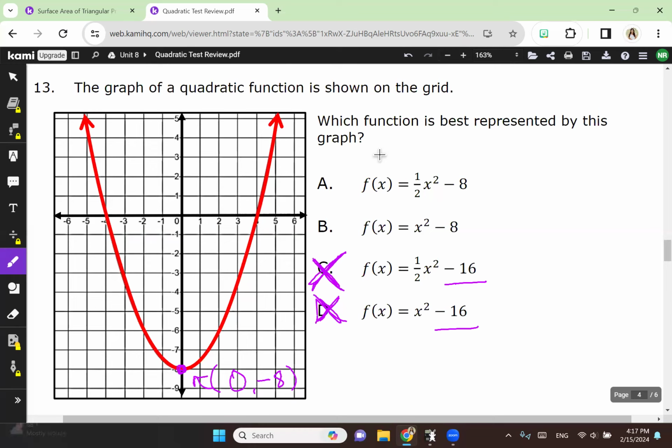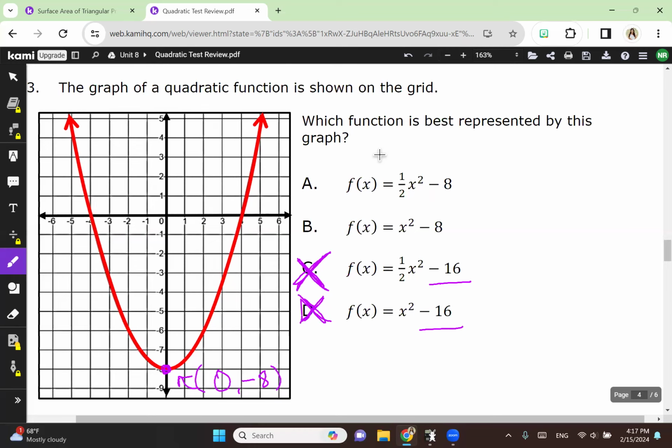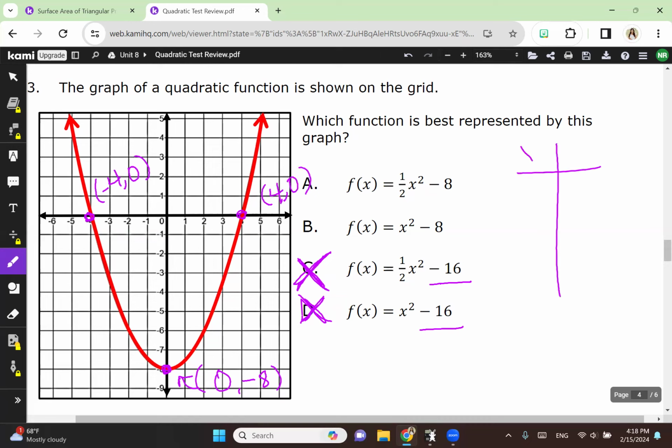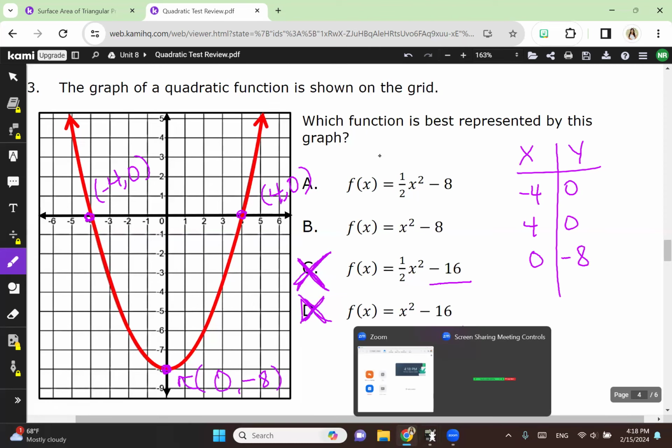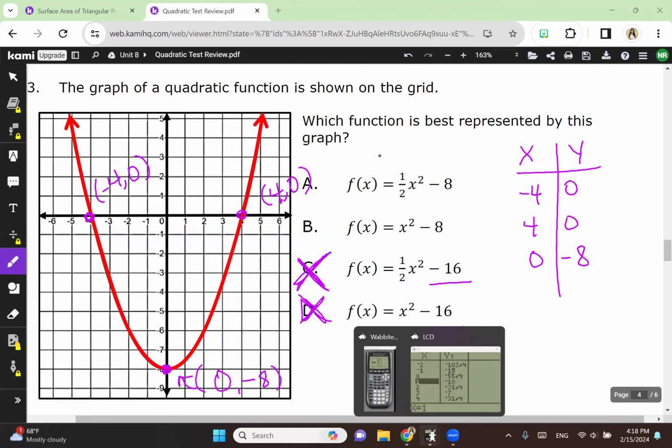Now, we already learned how to solve for A, which you can do on your own. Or because you have a graph, you can pick some points. So I'm going to pick (-4, 0) and (4, 0). You can make a table and put these into stat edit: (-4, 0), (4, 0), (0, -8), and find what equation goes with this.